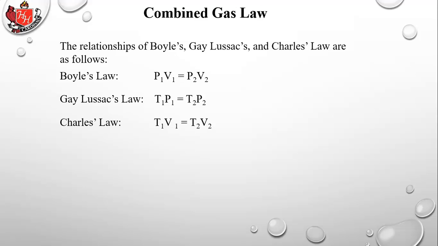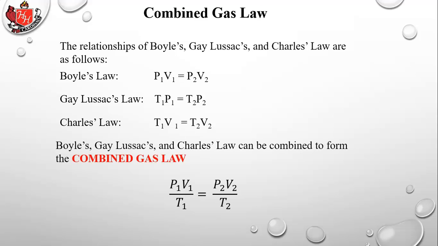Now, mathematically, those three equations can be put together, and they can be combined into what's called the combined gas law, and it's P1V1 over T1 equals P2V2 over T2.